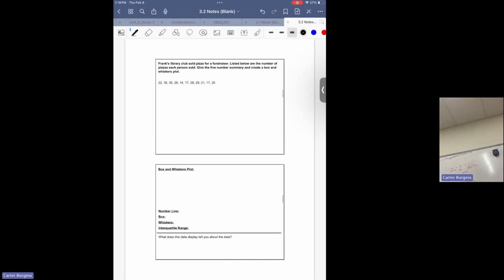Cool. This one's actually already nice and set up for me. In this case, we are given a set of data, trying to figure out the 5-number summary, and then we're going to create what is called a box and whisker plot to go alongside that.